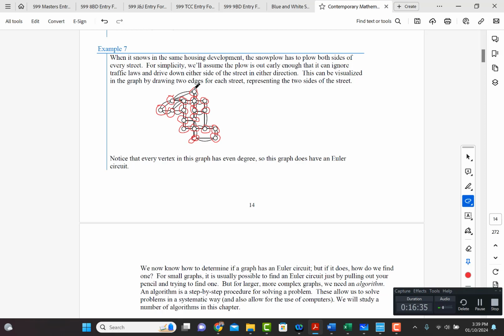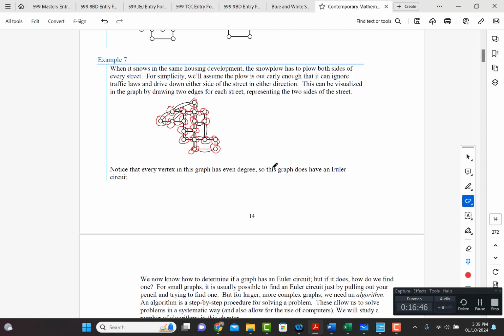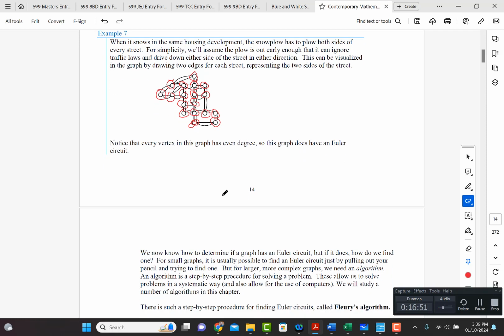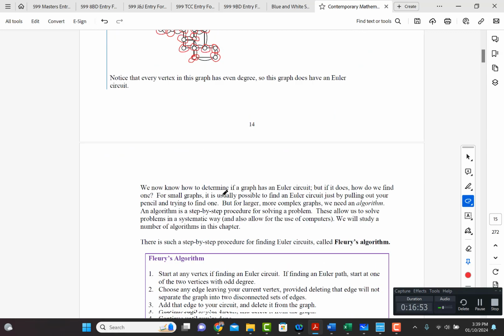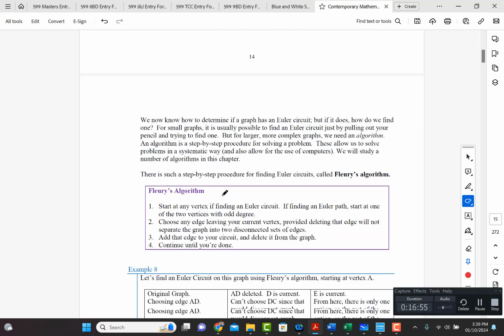So this is a connected graph, and all the vertices have even degrees. So what this tells us is that by Euler's circuit theorem, this graph does contain an Euler circuit.